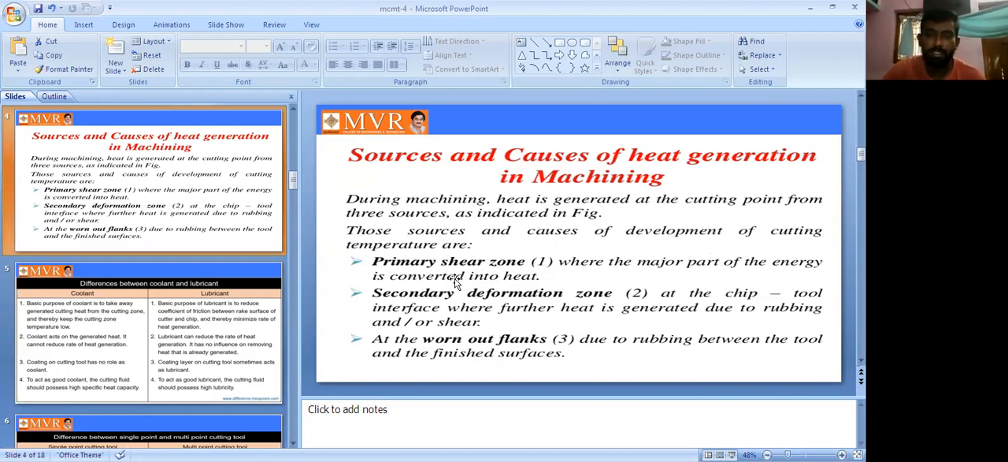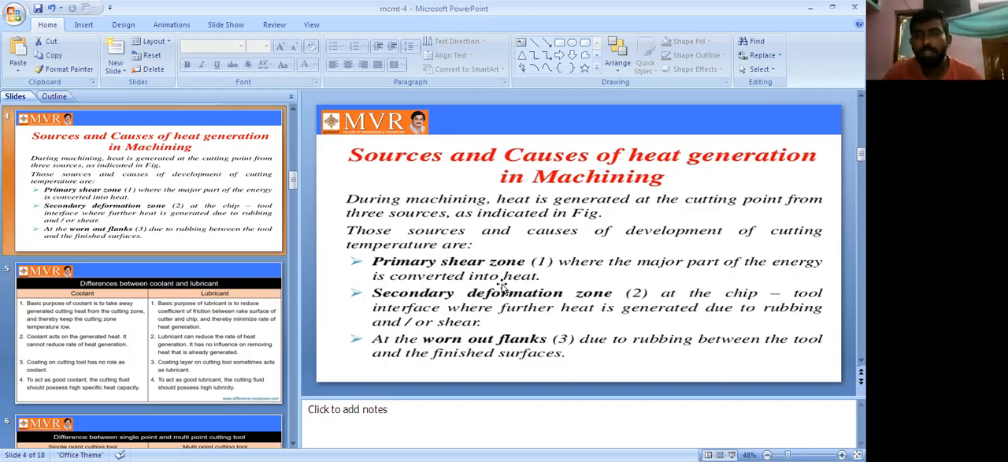The first one, see here, is the sources and causes of development of the cutting temperature. These sources cause the development of cutting temperature. It is increasing the temperature. These sources in this cutting process are increasing the temperature. The first one is the primary shear zone. In the primary shear zone, the major part of the energy is converted into heat.